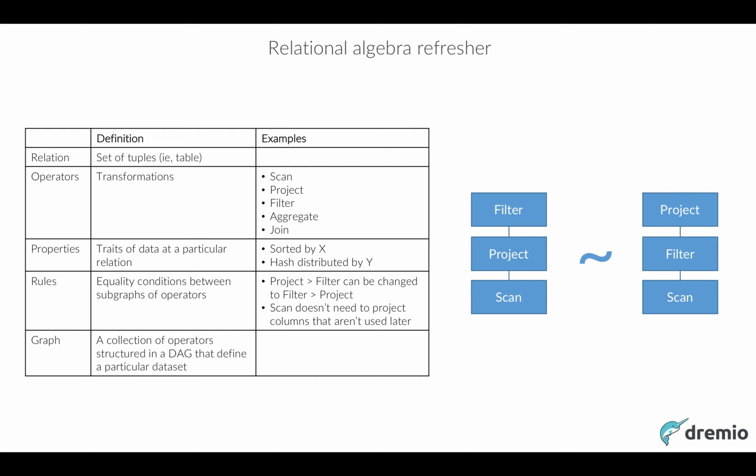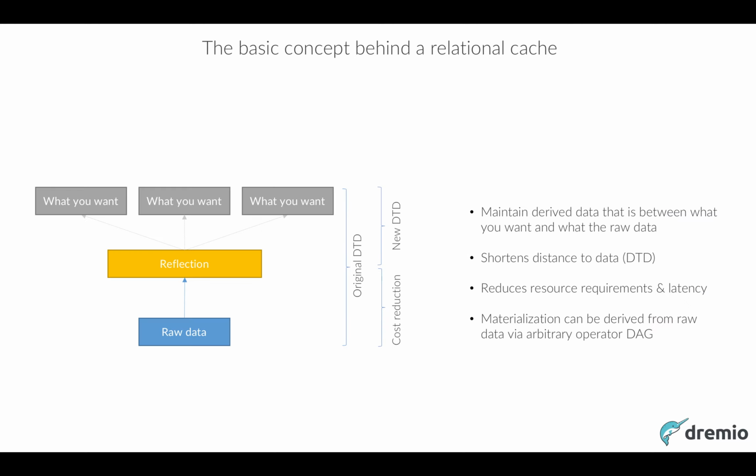Another example here is a scan, for example, doesn't have to project columns that aren't used later on in the execution graph. And then finally, we have a graph, which is a collection of operators structured in some specific order, and some chained together in a specific way, and that defines a data set.